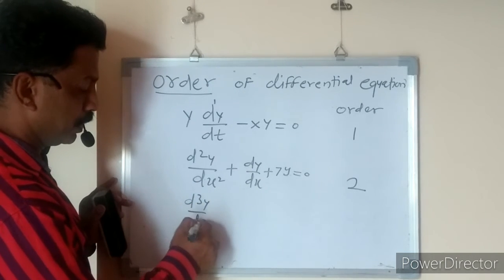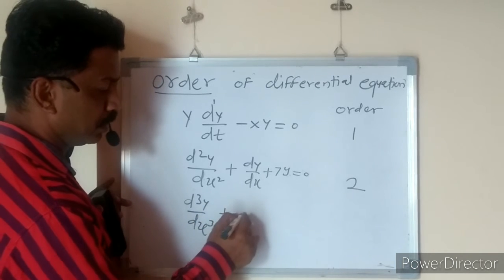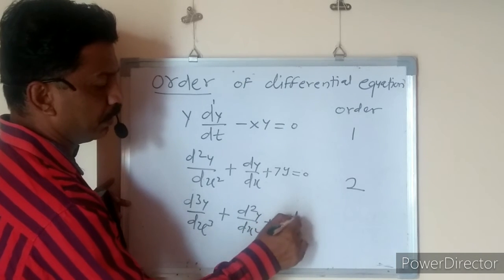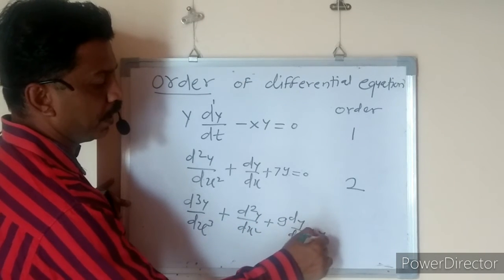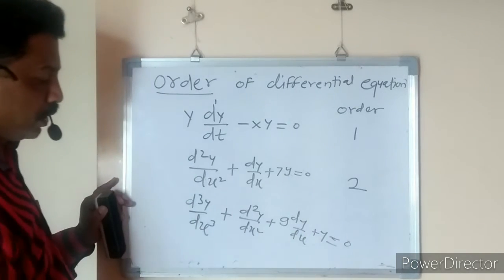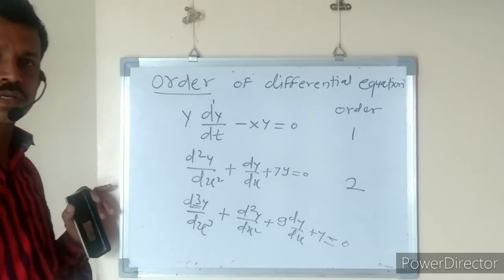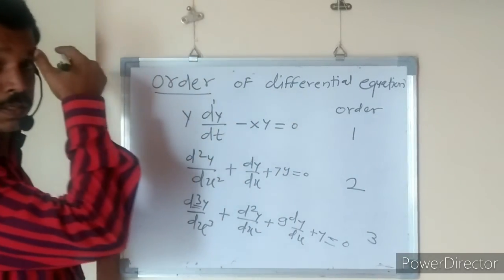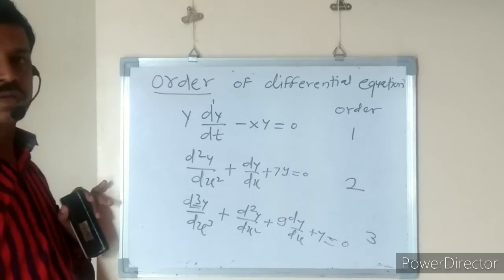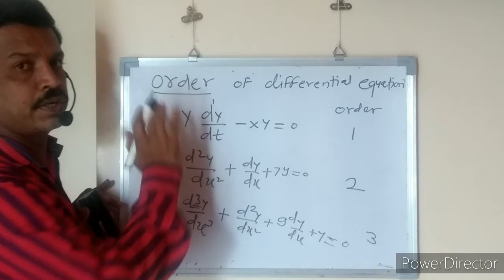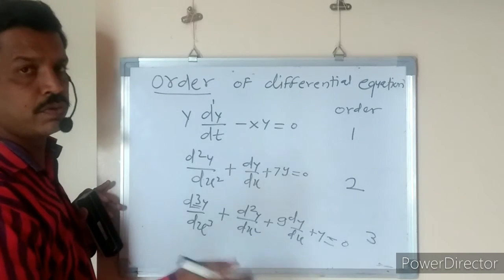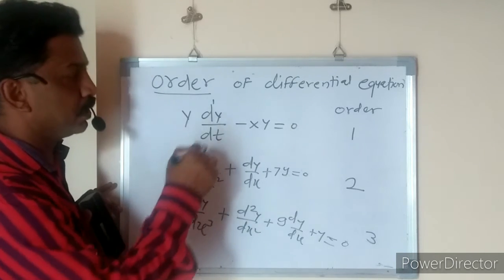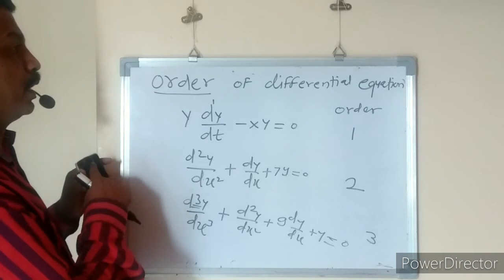d3y by dx cube plus d2y by dx square plus 9 dy by dx plus y equal to 0. Now here the highest derivative is of order 3, therefore the order is 3. The order and degree are two different things. Degree is the power of the highest derivative, and the highest derivative contained in that equation is known as the order of that differential equation.